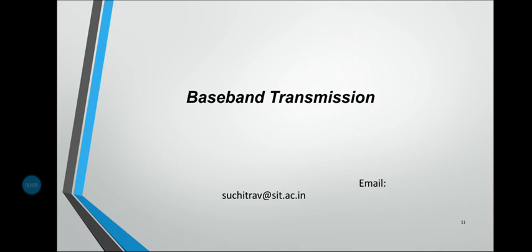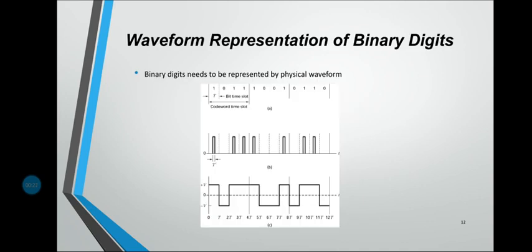So we have looked in the previous session at how we quantize the given sampled signal, and after getting the uniformly quantized signal, how do we now transmit it, how do we transmit that PCM wave. That process we call baseband transmission. For this we need to know how the waveform representation of binary digits has to be done.